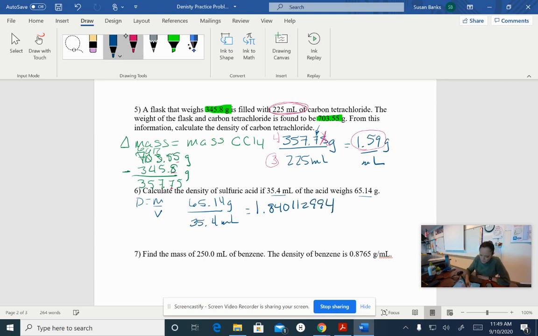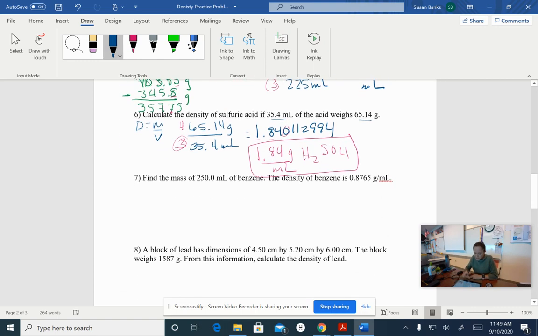Our calculator gives us 1.840112994. Now, we can't really use all those digits, so let's figure out where we want to round. So we've got 4 digits there that are significant. We've got 3 here, so we're going to use 3. 1, 2, 3. That 0 tells me to just leave it. So I'm going to report this as 1.84 grams per milliliter for the sulfuric acid. Okay. Next one, here we go.